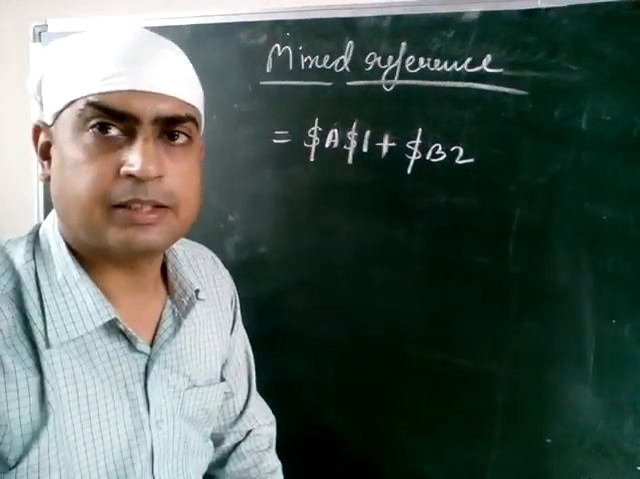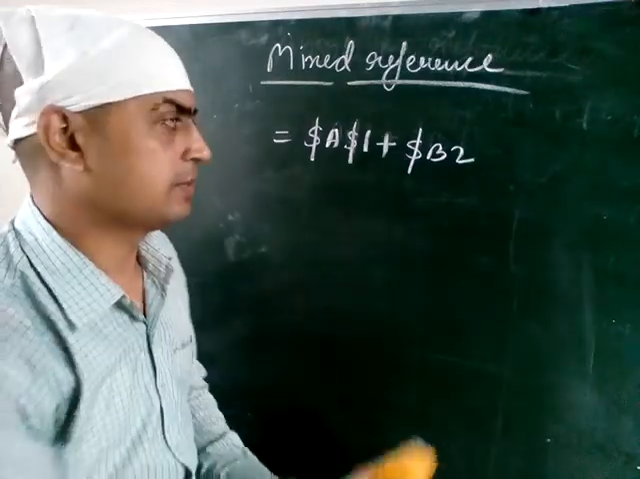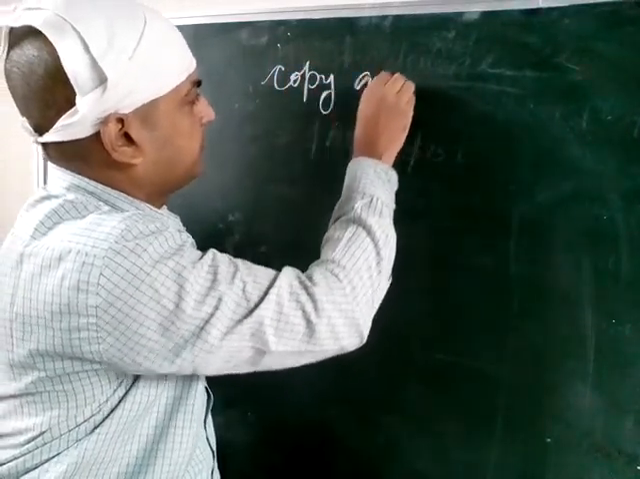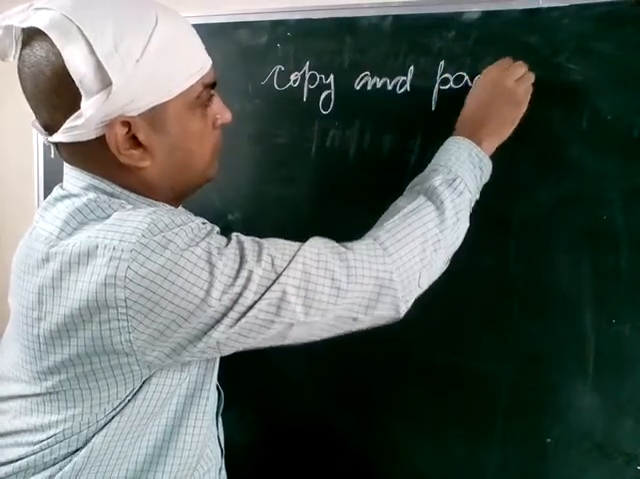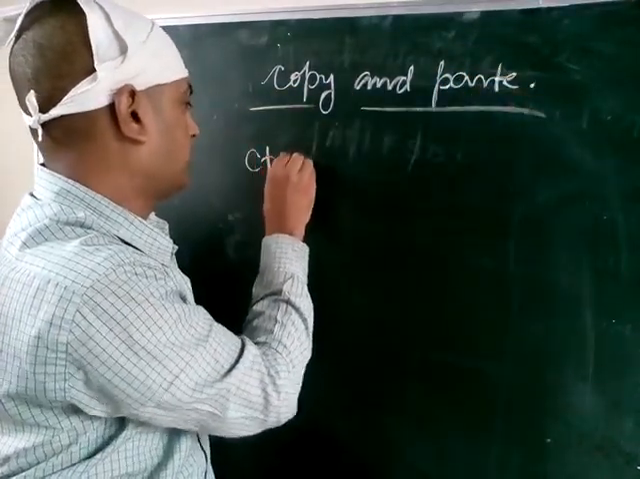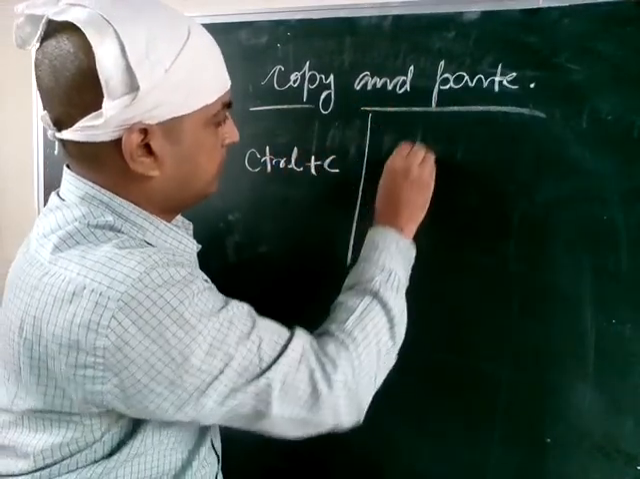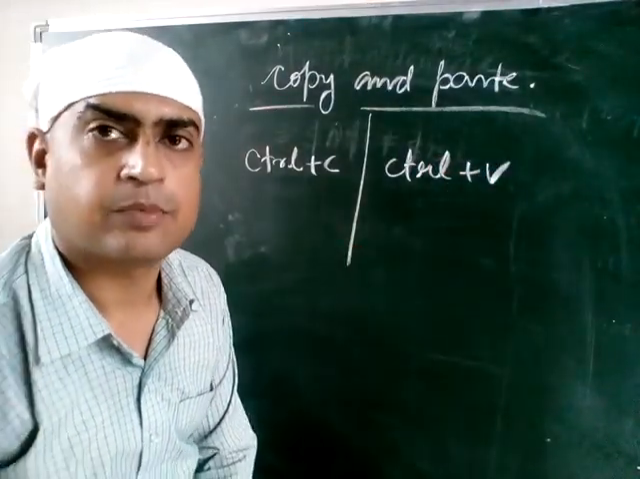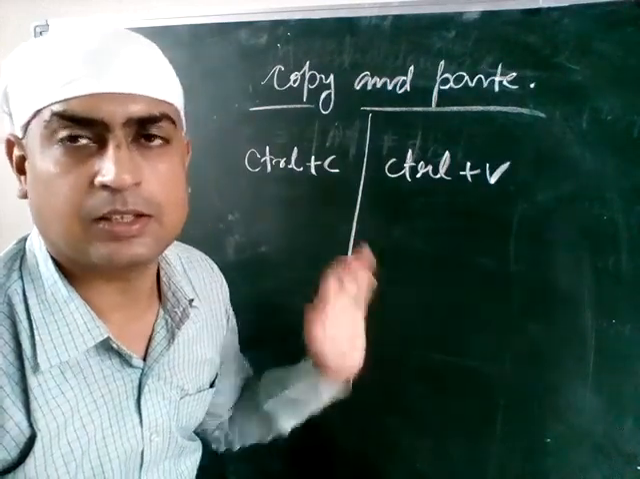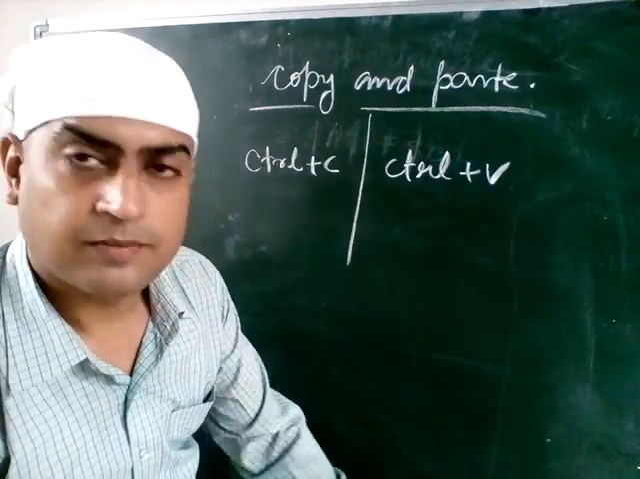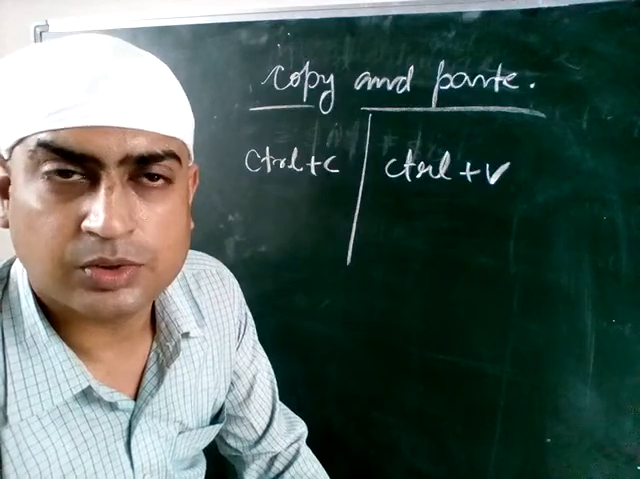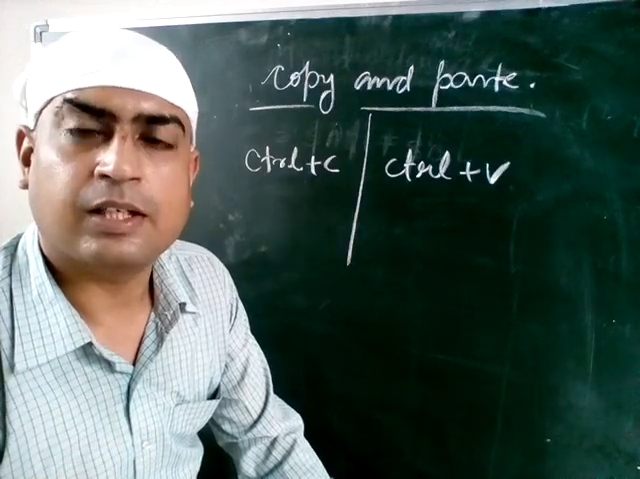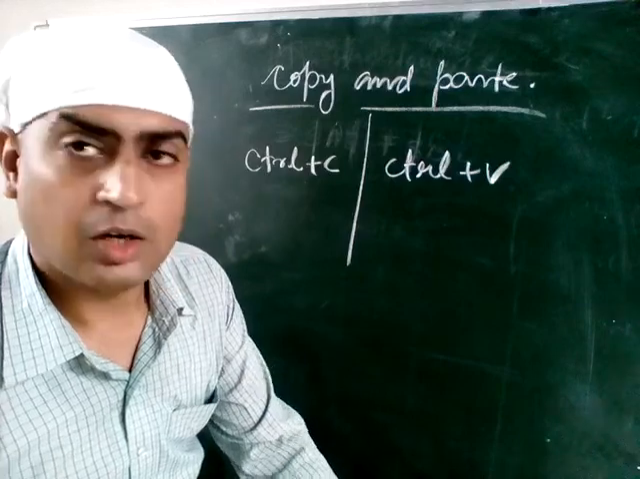How we can use copy and paste in this MS Excel? For copy we will use control plus C, and for paste we will use control plus V. This is called copy and paste in MS Excel. We can use the sheet reference also. Means if we are using any sheet and we have written certain values in some other sheet, then we can import that value in our current sheet also. Now how it is?